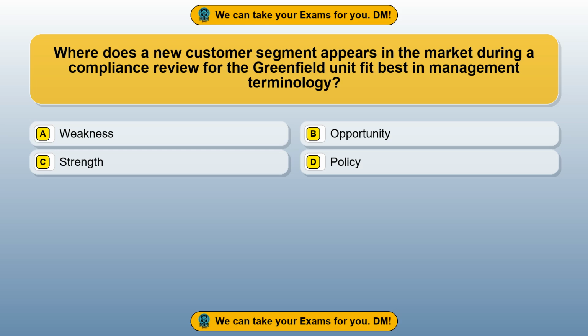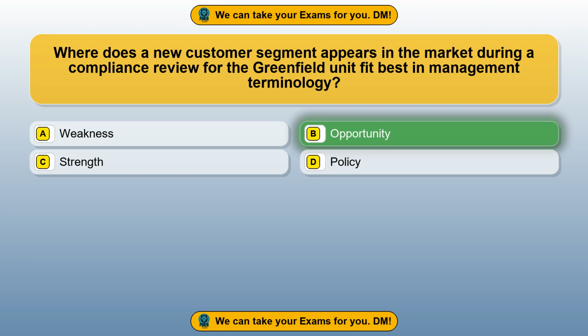Question 1. Where does a new customer segment that appears in the market during a compliance review for the Greenfield unit fit best in management terminology? Option A, weakness. Option B, opportunity. Option C, strength. Option D, policy. The correct answer is option B, opportunity.